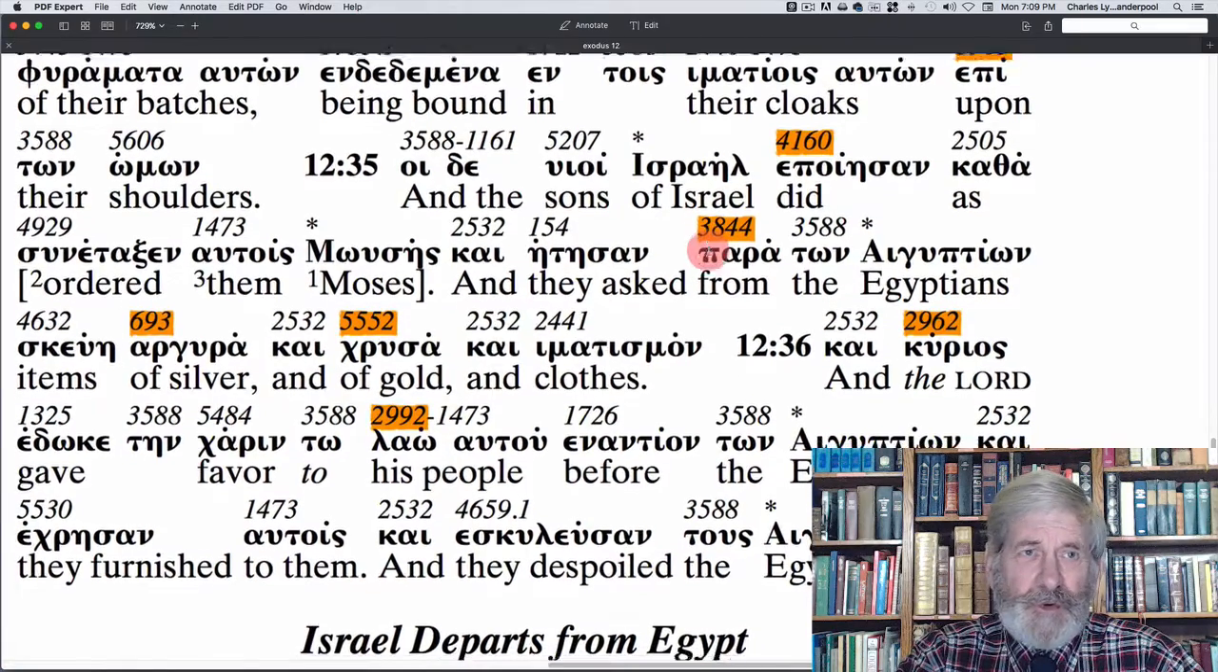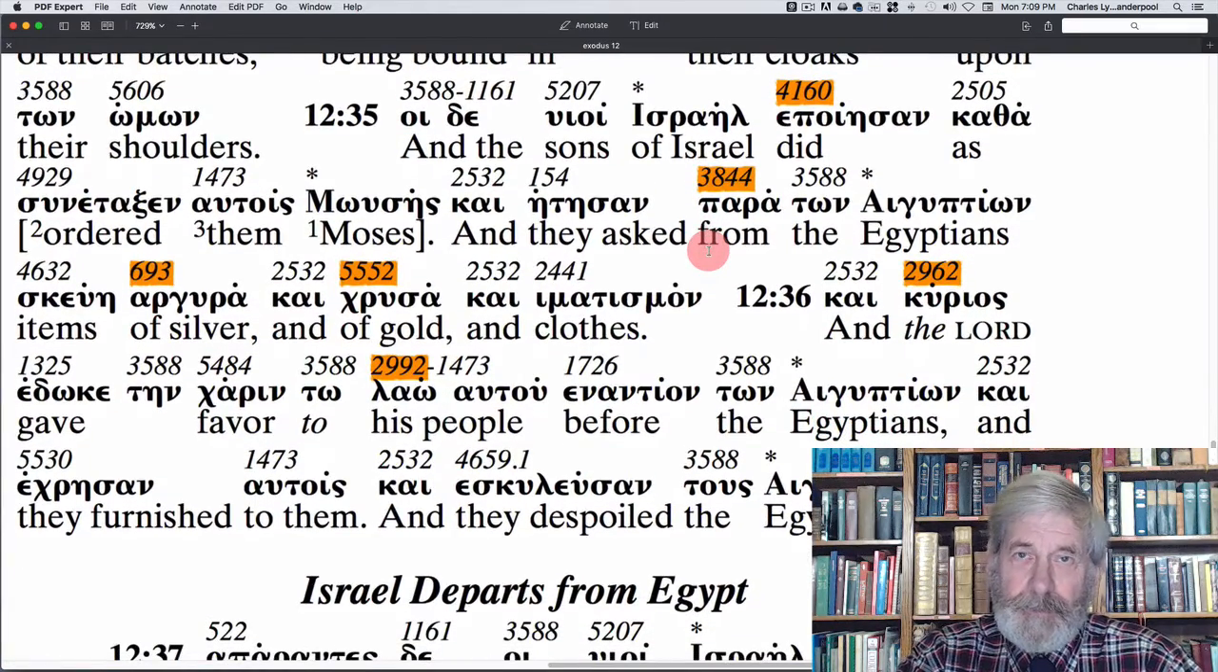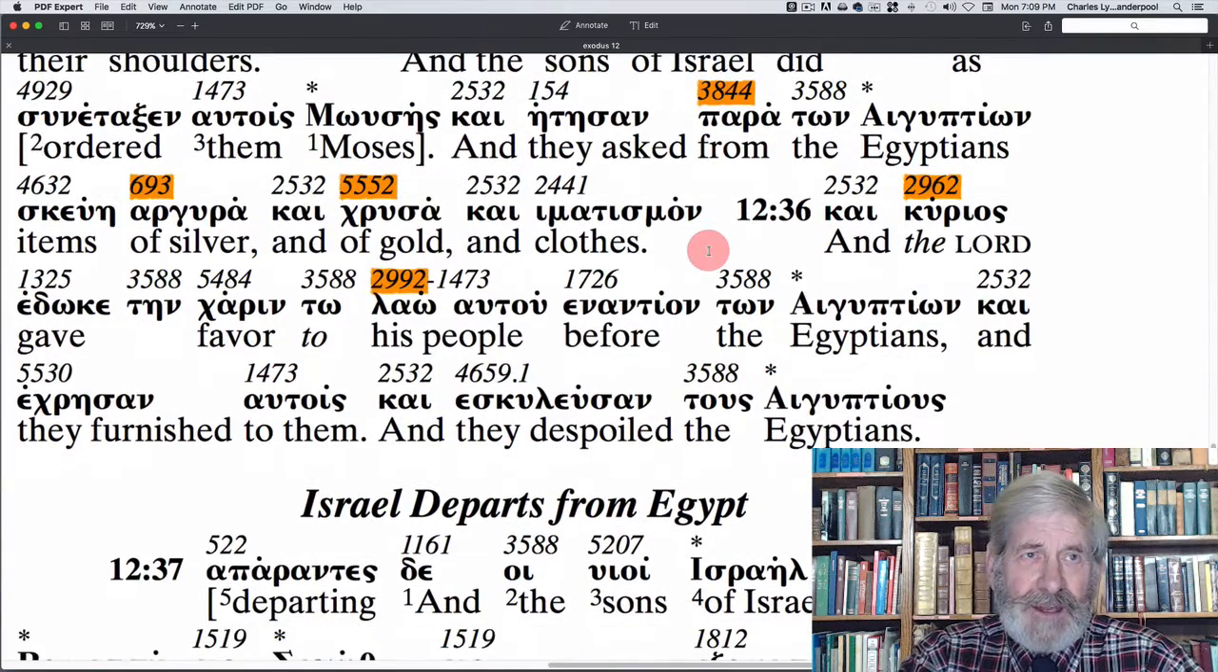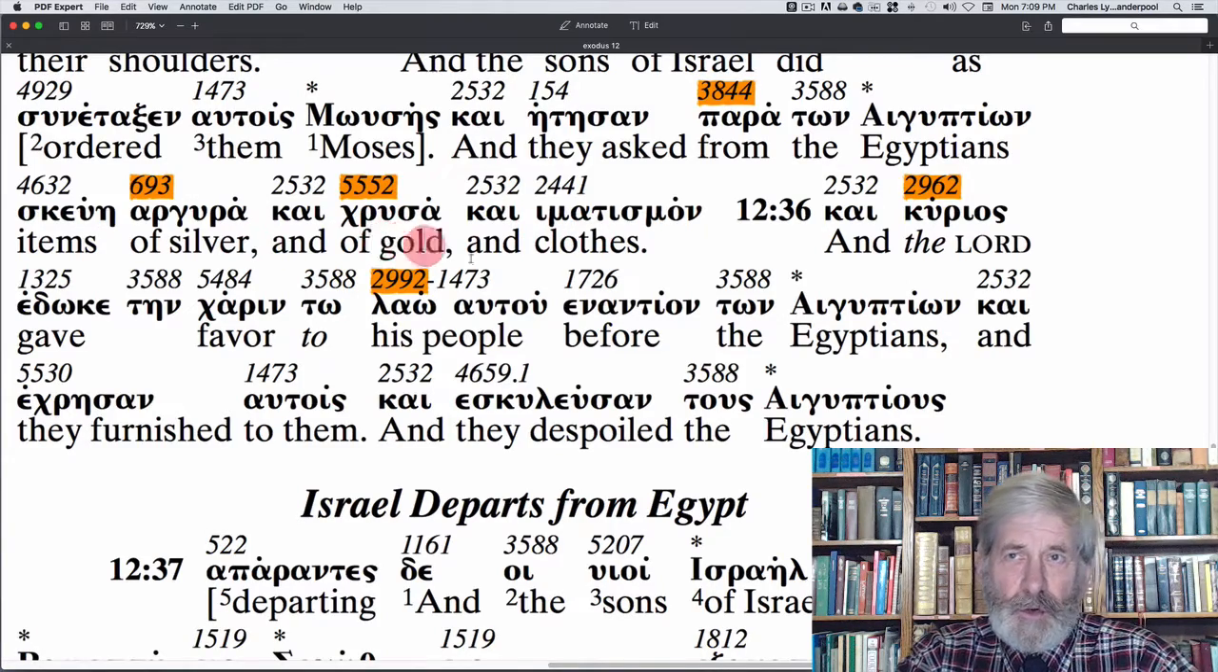And the sons of Israel did as Moses ordered them. They're all going to get out. And they asked from the Egyptians items of argira and krisa and clothes, silver and gold.